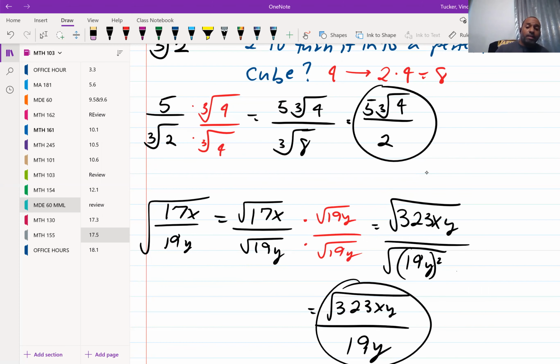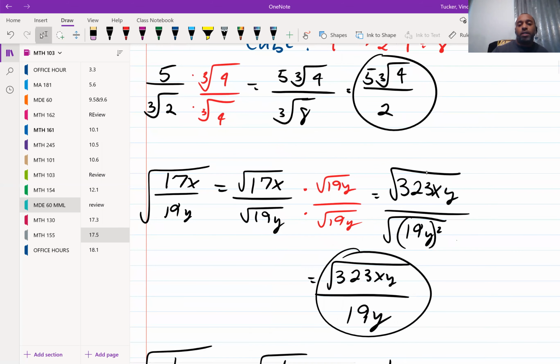So 17 times 19 gives you 323, then xy. Bottom, 19 times 19, it's whatever that is. I just ended up leaving it as 19, but we know it's 19 squared. Same thing with y squared. And taking the square root of that will just leave us with 19y. So you don't necessarily have to go all the way and write what 19 times 19 is. The bottom line is, 19 times 19 is 19 squared. Taking the square root of that will leave us with just 19. And that's the result that we want.